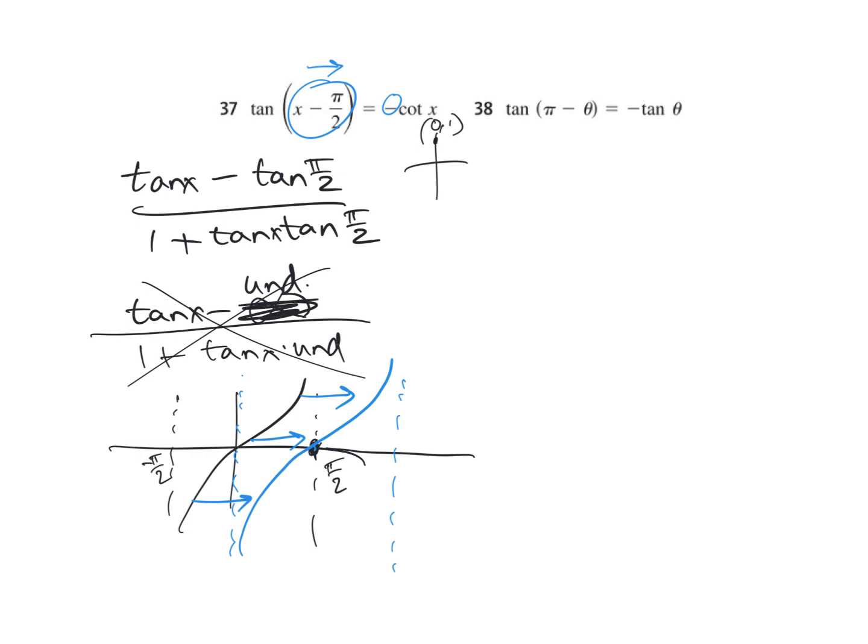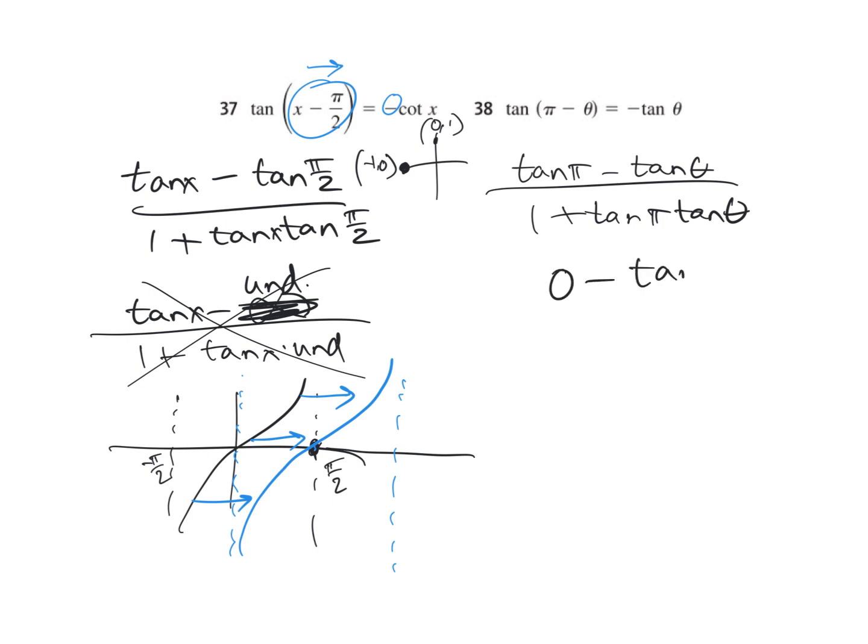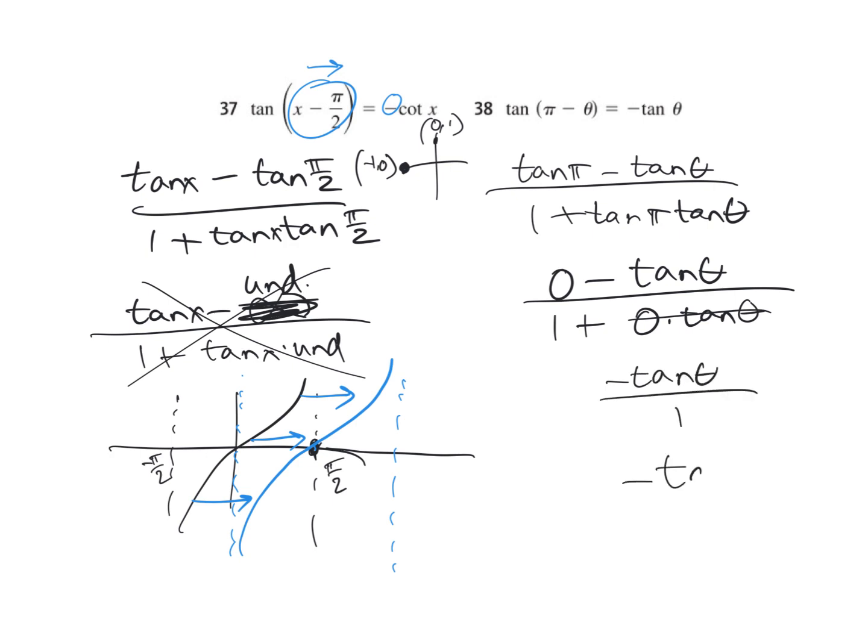So 38 is going to be your subtraction. So again, tangent of pi minus tangent of theta over 1 plus tangent of pi, tangent of theta. All right, tangent at pi. So we're at pi here. This is negative 1, 0. So y over x is 0, and minus the tangent of theta. So 1 plus tangent of pi times tangent of theta is 0 times the tangent of theta, so that's gone. We have a negative tangent of theta on top and a 1 on the bottom. There's your negative tangent of theta.